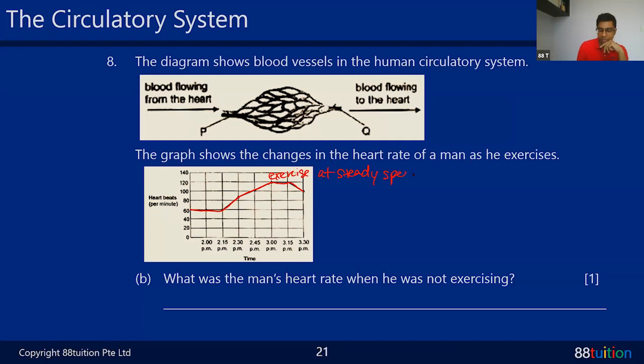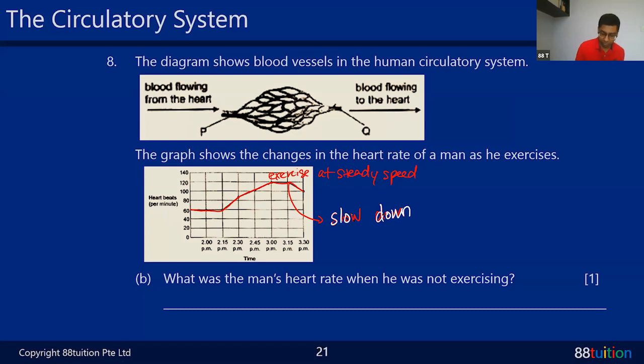He's exercising at a steady speed. Maybe he's cycling, but he's just going on at a steady speed, and he's not really breathing harder than he was before. So his heartbeat is still 120. The point where he starts to slow down is here, because he starts to drop. You take note of all this.